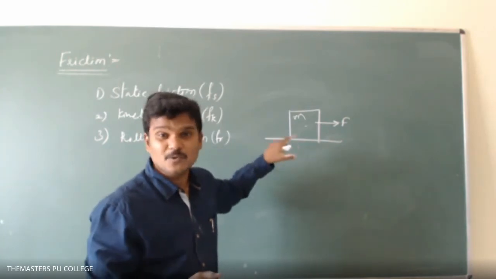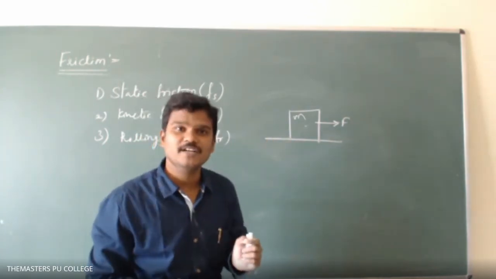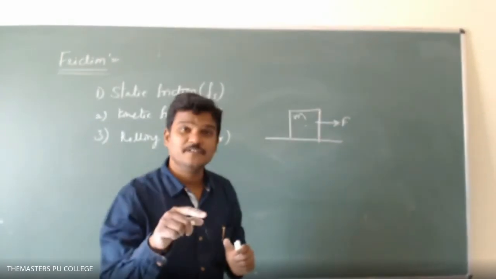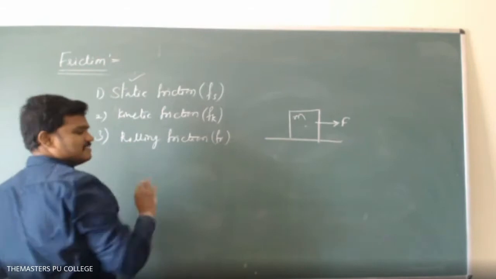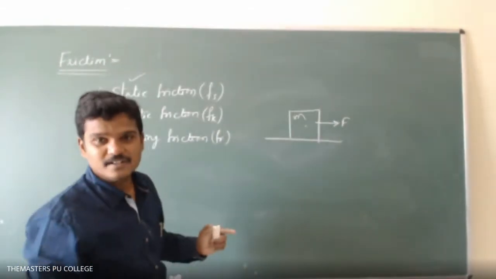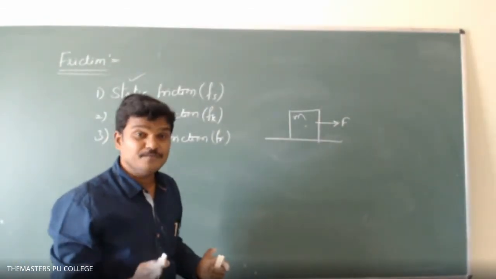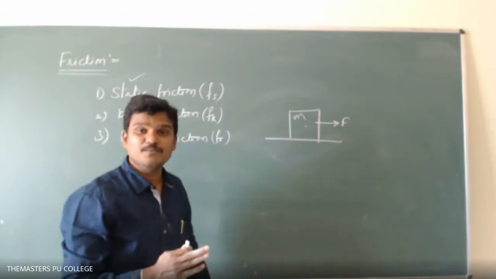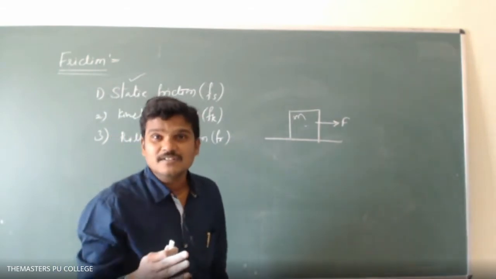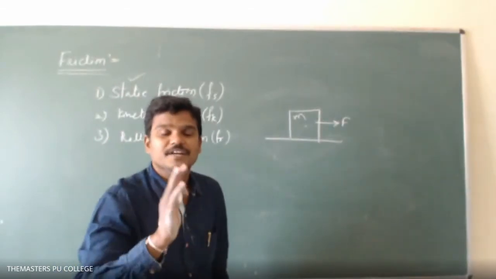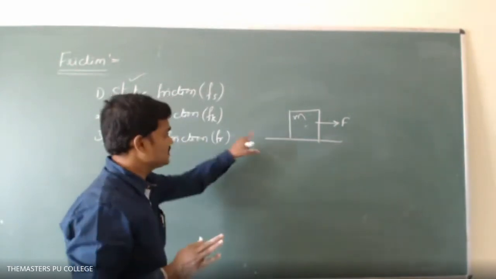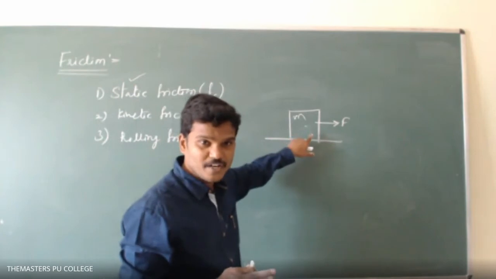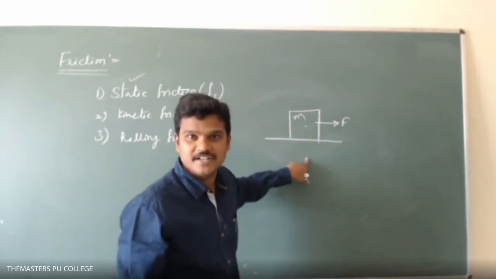So the frictional force present when one body rests over the surface of another body, we call it static friction. Static is nothing but rest. So the frictional force present when one body rests on another body, we can call it static friction. This is the static frictional force because this body rests on another surface.